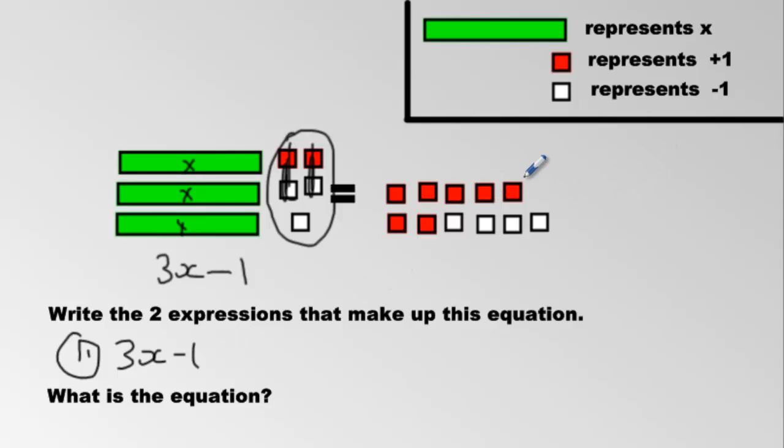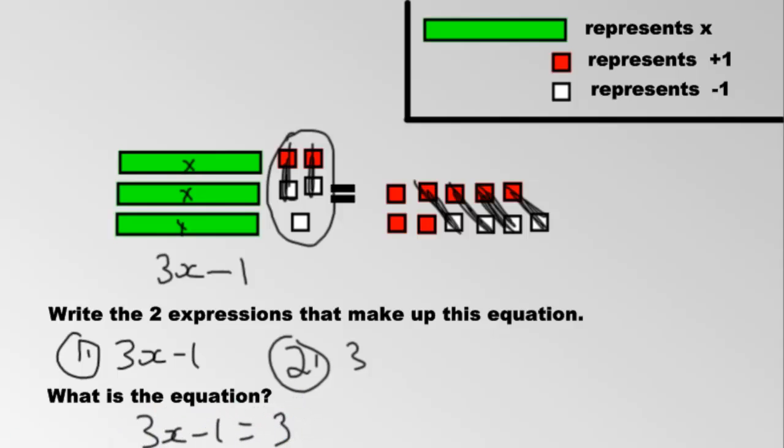The second expression, oh my God, we've got some more reds and whites. They're going to kill each other off. He kills him. He kills him. Killing is bad. Don't be killing, but this is math, so it's okay. This kills that, and this kills that. So we have positive 3 left over. So we'll write 3. And the equation is going to be 3x minus 1 equals 3.